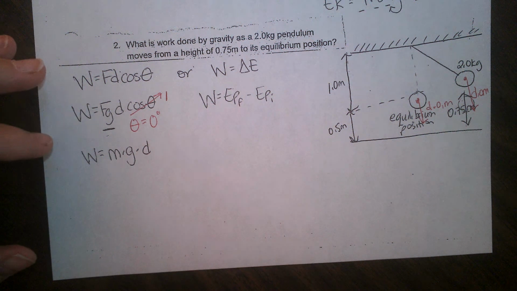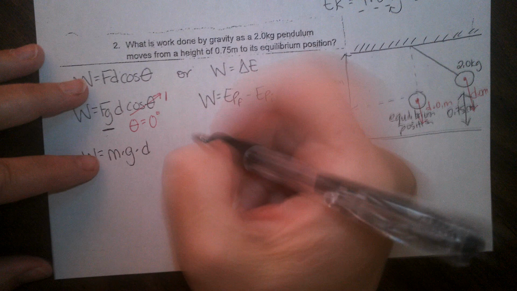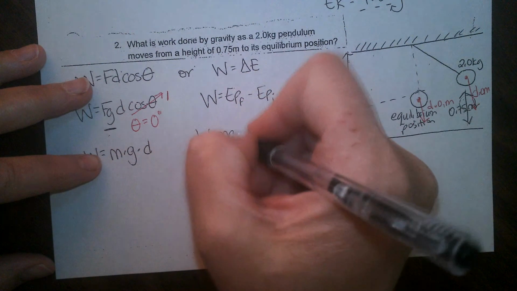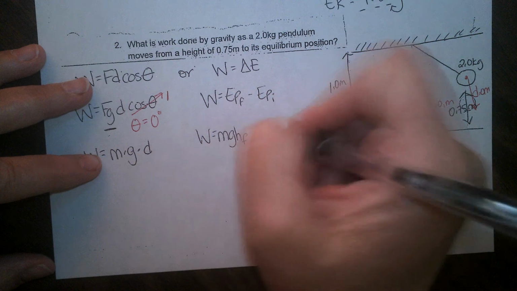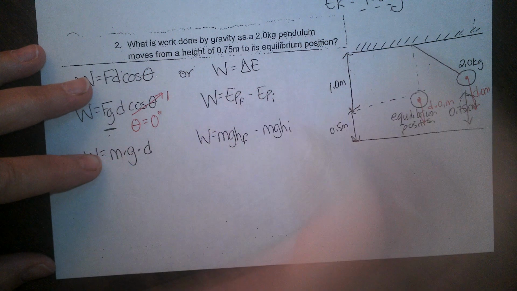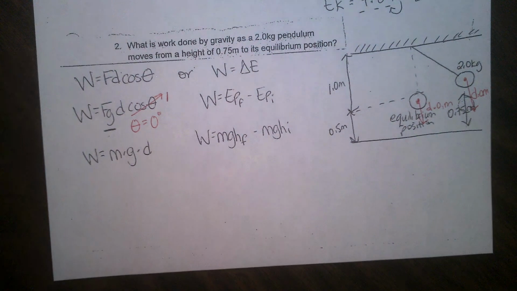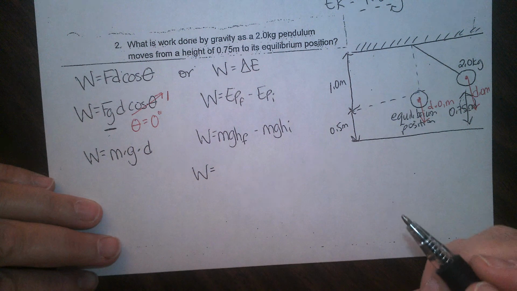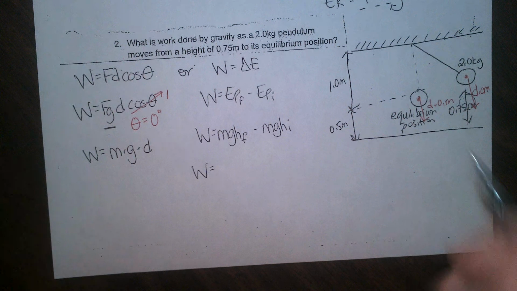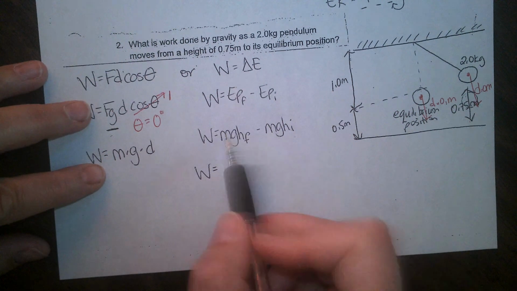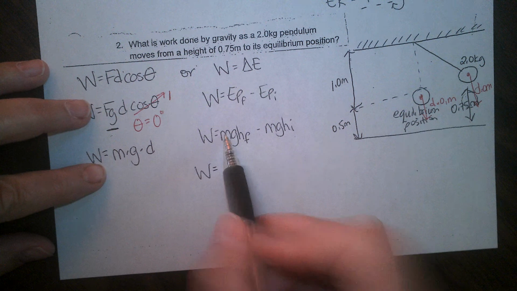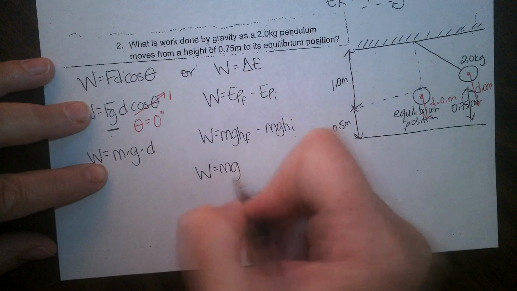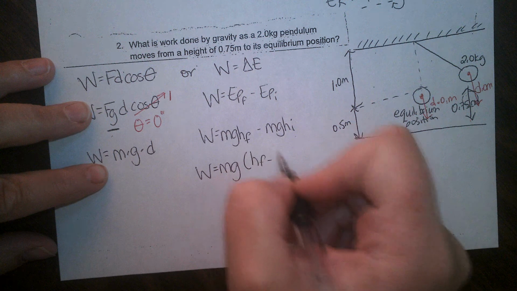How do we solve for gravitational potential energy? mgh. So work is equal to mgh final minus mgh initial. Okay? So the mass is, what's common between these two formulas? M and G. M and G, and then we could do hf minus hi.